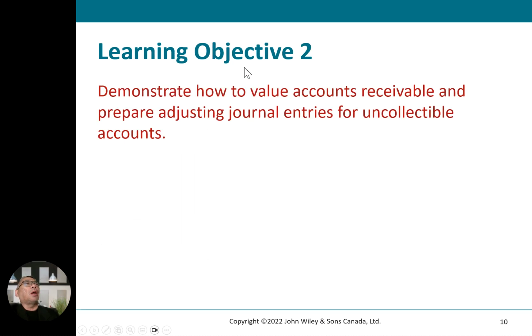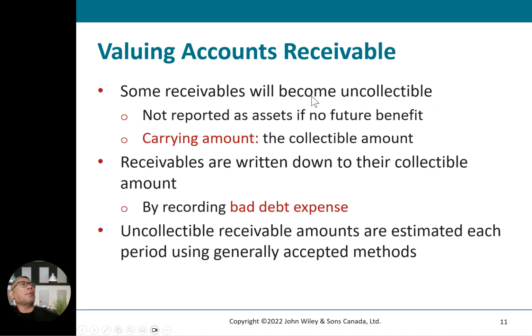Okay. Learning objective 2: demonstrate how to value accounts receivable and prepare adjusting journal entries for uncollectible amounts. Some receivables will become uncollectible and are not reported as an asset if there are no future benefits. They have a carrying amount equal to the collectible amount. Receivables are written down to their collectible amount, recorded as bad debt expense. Uncollectible receivable amounts are estimated each period using the accepted method.